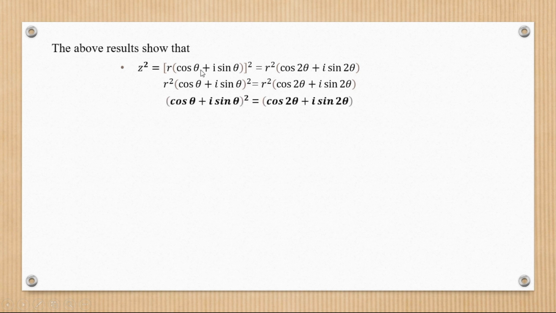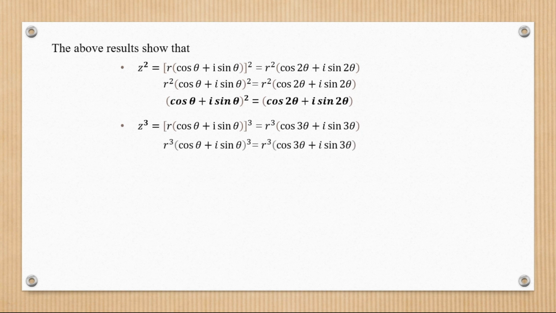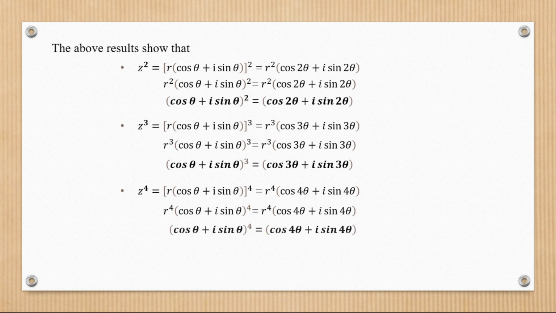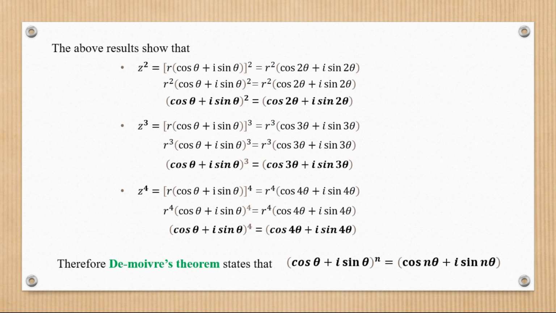So this is what happens when you compare this format of expressing it to that. We can see that we can cancel the r values. So similarly, it is also true that (cos theta plus i sine theta) squared is equal to cos 2 theta plus i sine 2 theta. So now we end up having that. Similarly, z cubed can be expressed this way. We can also see that the r cubed values will cancel, and then we are left with that. Similarly, we also have z power 4. We can see that the r power 4 values cancel, then we're left with that. So therefore, De Moivre's theorem states that (cos theta plus i sine theta) to the power n is equal to cos n theta plus i sine n theta.